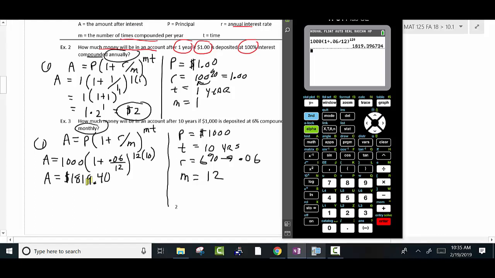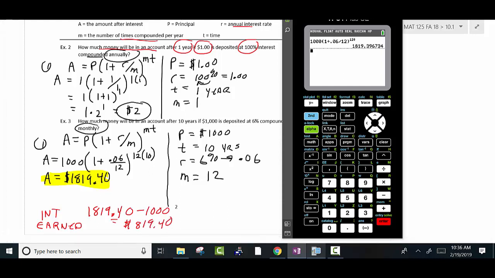You're always going to round things off to 2 decimals when you're talking about money, okay? So how much interest did you make off of this account? About $819, right? Okay, so that's the interest that you earned on that. So the other thing you can kind of do is just the interest earned. All you got to do on that is just take the amount that you ended up with after the interest, subtract off your principal. So you made about $819.40.